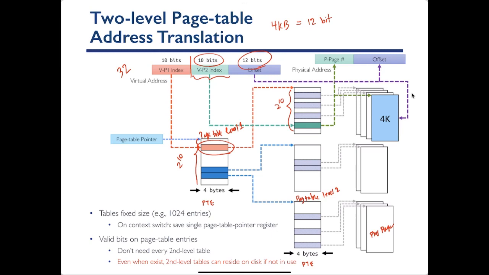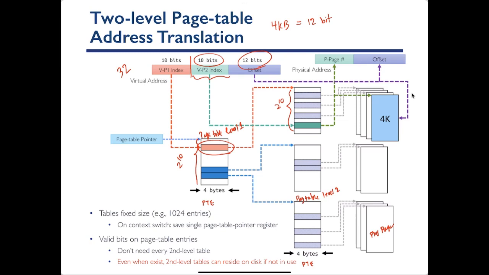Now, how are we saving space, you might ask? Why is this better than a flat page table? How are we saving anything here? How are we saving space for our page translation?